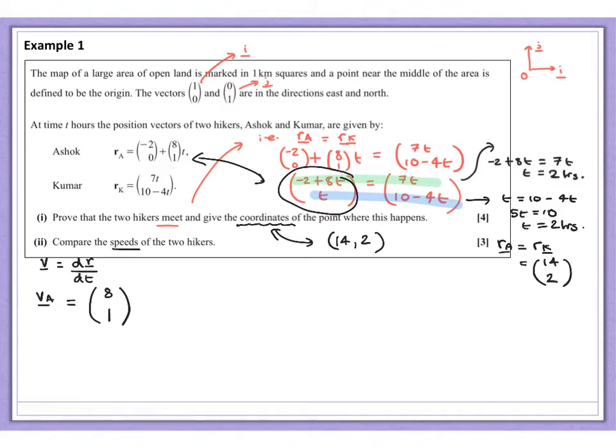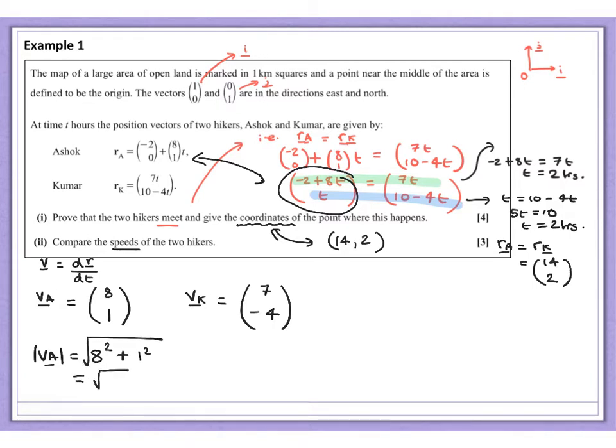So that would suggest that Ashok is travelling with a constant velocity. What about v_K? Let's differentiate the other vector. So that gives me (7, -4). Again, constant velocity. Neither of these velocities are dependent on time. The question does get us to compare the speeds of the two hikers. So remember, speed is the magnitude of the velocity vector. So we need to work out the magnitude of each of these vectors.